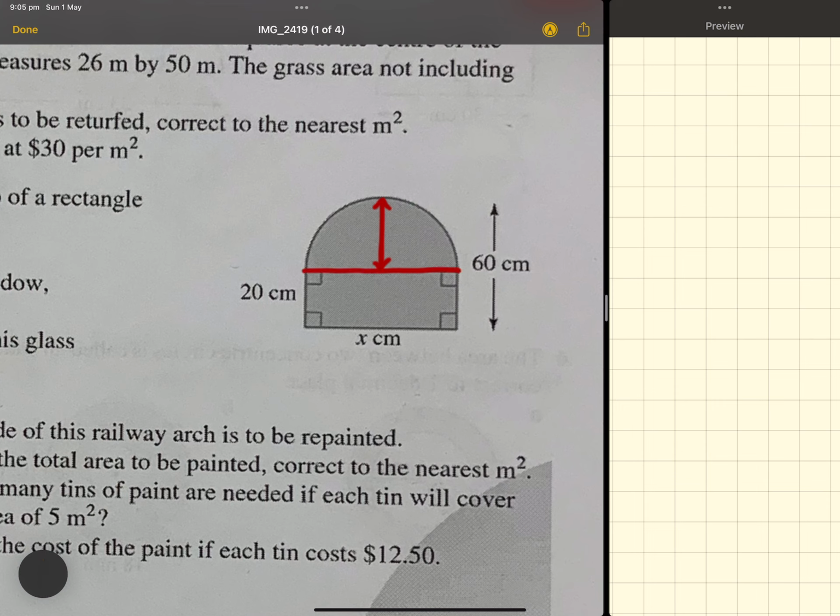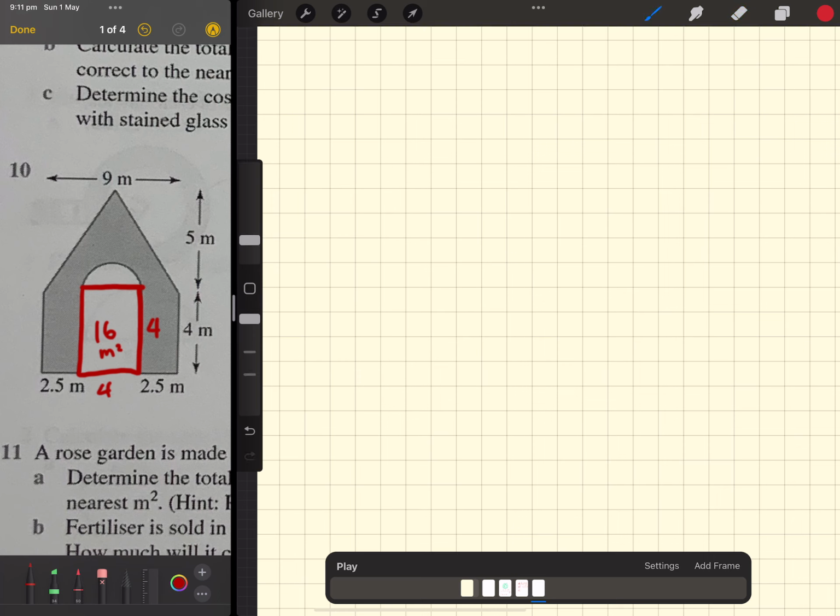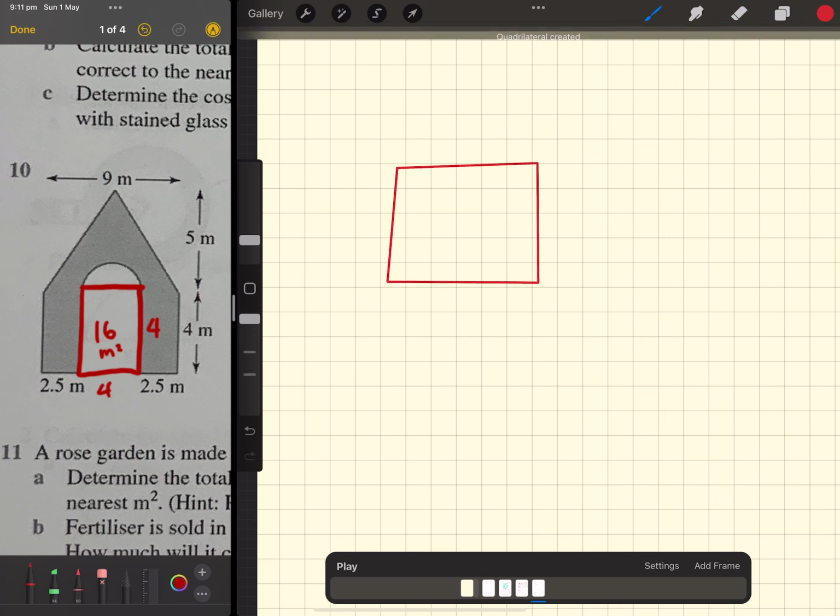Now, I want to find it. Okay, so I'm going to draw on this side. You have the square. Okay. So you have a square and you have a semicircle. Something like that. And this is a 4 by 4, which means the area of the square is 16, because 4 times 4 is 16.